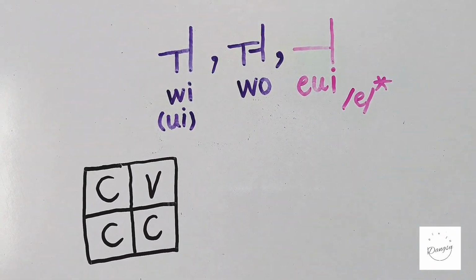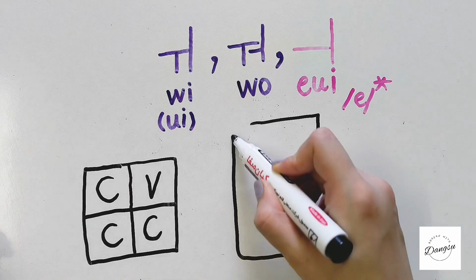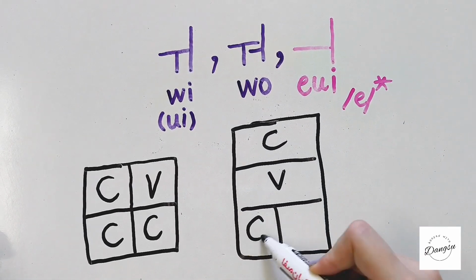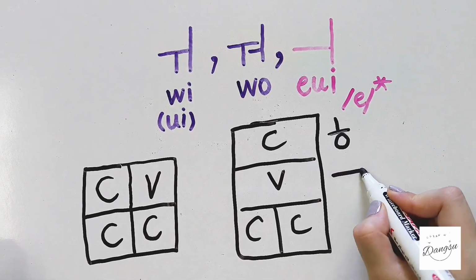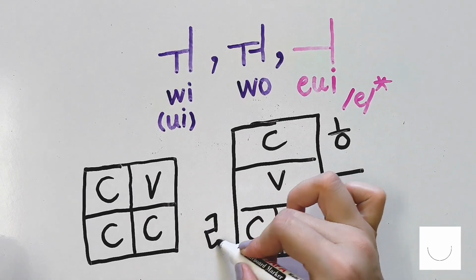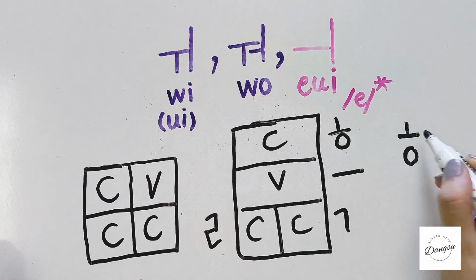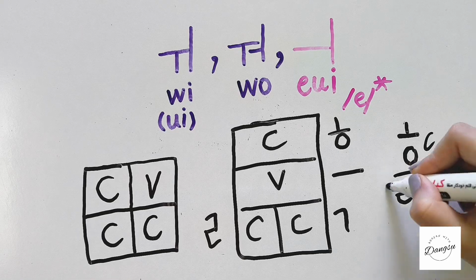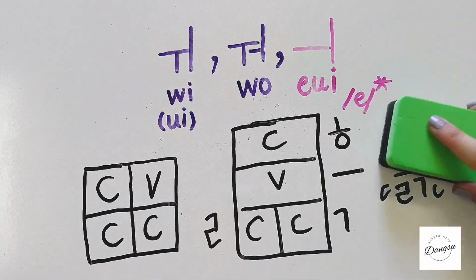Our last block is a vertical block. It's a CVCC block. For example, 히읗, 을, 리을, 기억. If we put it together, it's 흑. It's a CVCC formation. That's it, guys, for today.